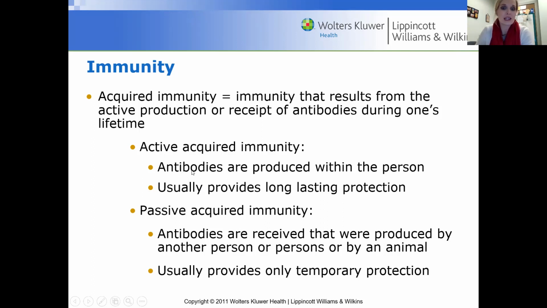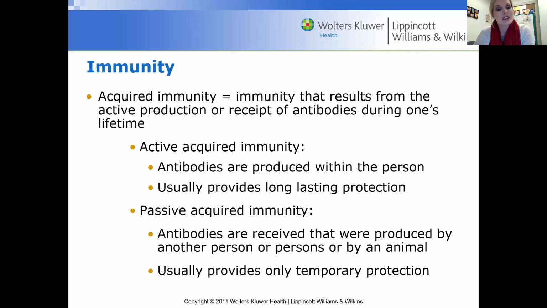Active acquired immunity means that antibodies are produced within the person, within ourselves. Usually this is going to provide a much longer lasting protection. For example, maybe I've been exposed to the flu virus, and I create antibodies in response to it, which means the next time I'm exposed to that virus, as long as it's within that same year, because the flu changes from year to year, I recognize it. My body produces the antibodies again because it remembers creating those the first time. So that's usually going to provide a longer lasting protection.